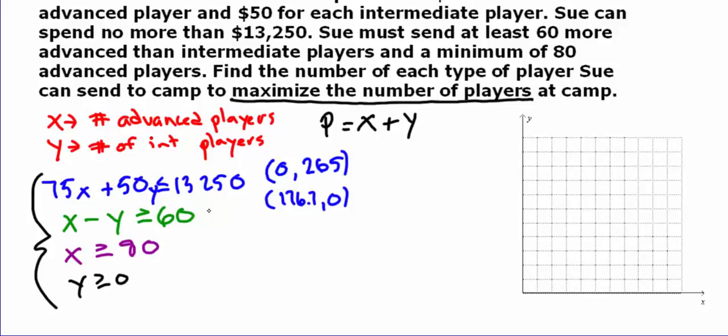Now this is an interesting one. If x is 0, y would be negative 60. How am I going to do that? Well, we're going to have to be creative on the way we graph that second equation. The third and fourth, I'm convinced, are pretty straightforward.